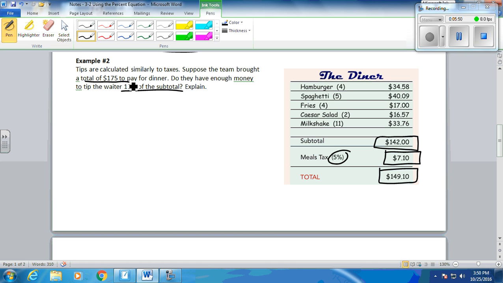So if I brought $175 to pay for dinner, the restaurant's not going to charge me a tax on the amount of money that I brought. So the $175 is something that I'll be using at the end. They're asking, can they tip 18%? So that sounds like that's what they want to tip, 18%. So that's the percent tip.